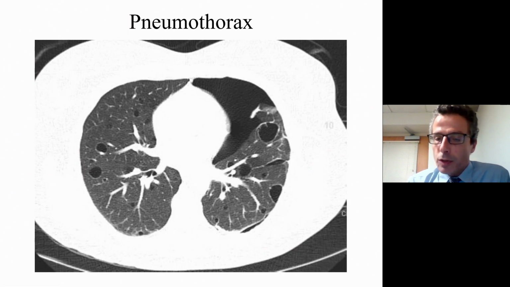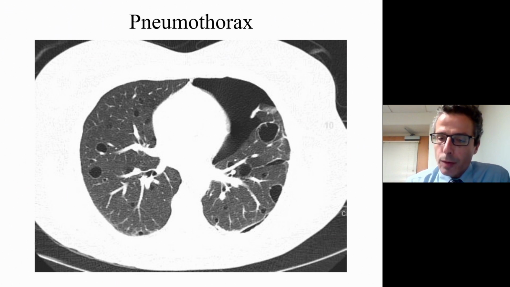Now, pneumothorax is obviously a life-threatening complication that can happen in women with LAM. It can happen in about 60% of the patients, and about 40% of the patients present with a pneumothorax. So if you have a woman who's acutely short of breath, who has cystic lung disease and has a pneumothorax, then you also have to be thinking about LAM.